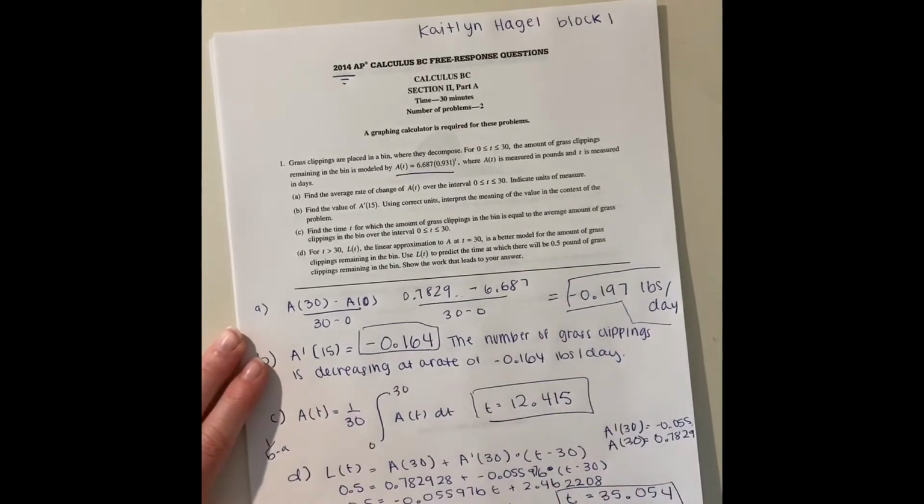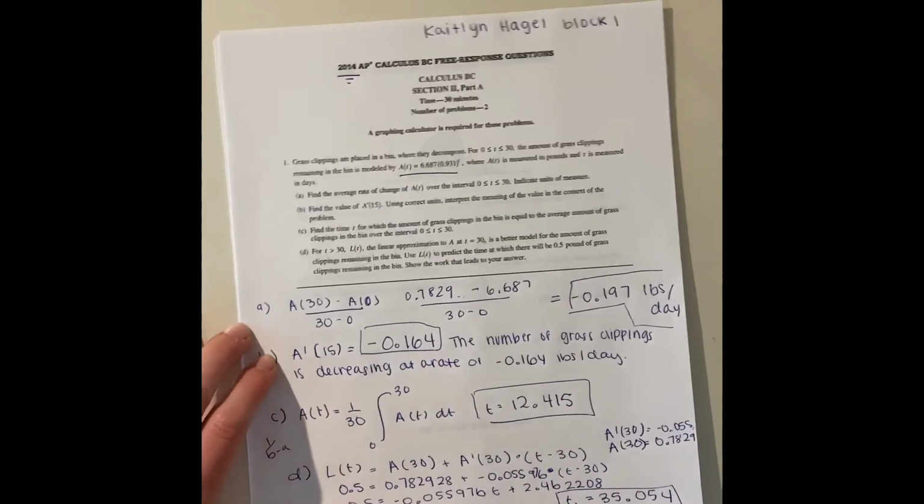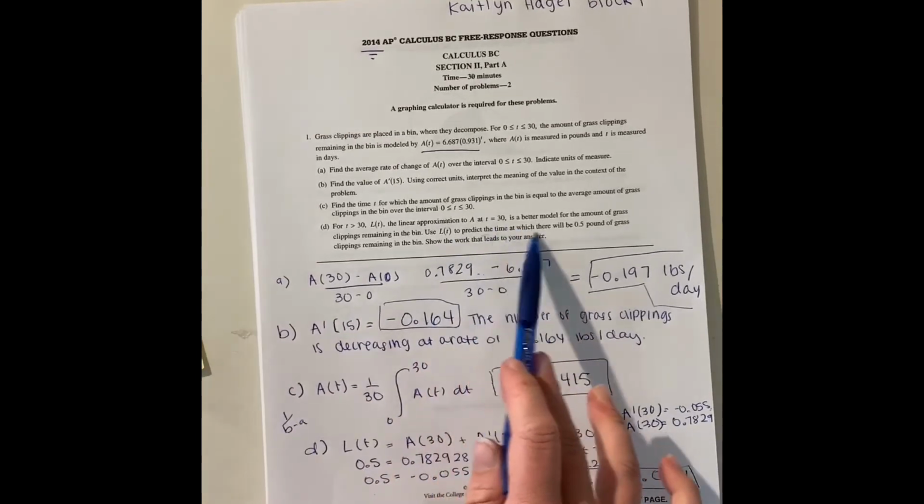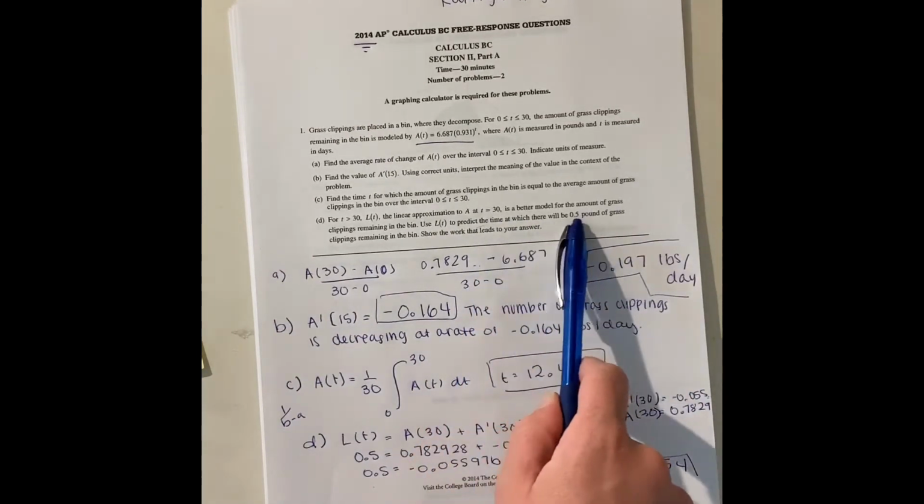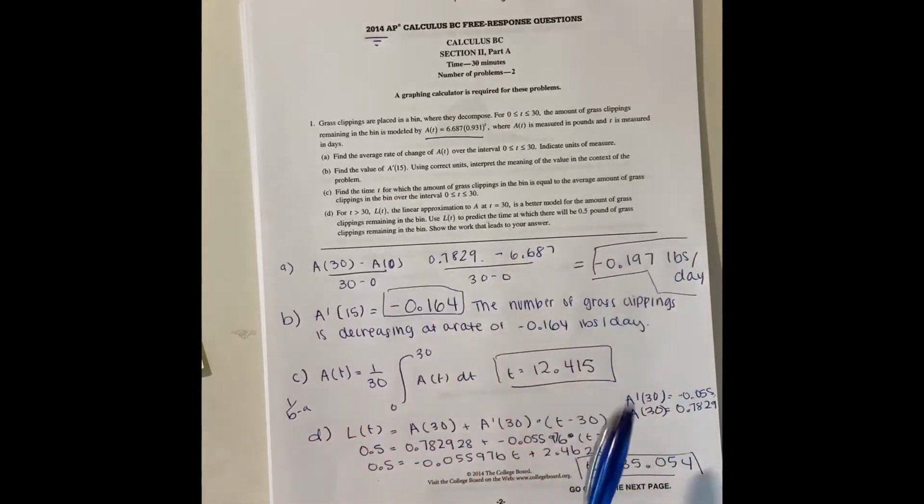So to sum it up, that 35.054 is the time, because you're using the variable t, at which there will be 0.5 pounds of grass clippings remaining in the bin.